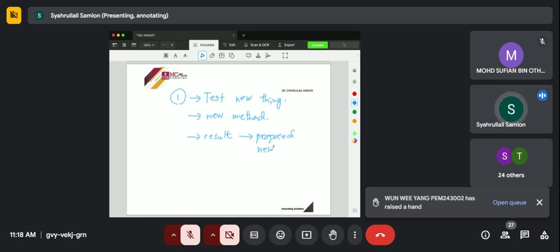new graph or new chart. Okay, so there's also novelty in your research. And then in result, for example, you could come with the mechanism. Maybe you could have the infographic on how certain things.